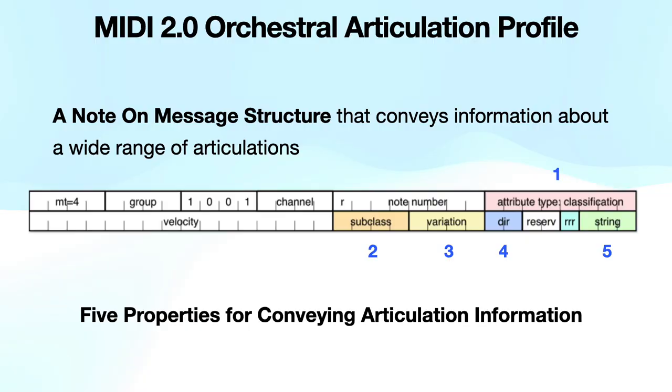So this is the actual, one of the things about MIDI 2.0 is we have an expanded message. The MIDI 1 note on has not changed since 1983. But with MIDI 2.0, we have expanded areas. It's a bigger message, and so we can do some stuff with that. And so this is what the profile is all about. We'll go through and explain later what the different parts of those things are. But inside, when you turn on the orchestral articulation, we use this thing called an attribute type, and then we have attribute types and subclasses. We'll explain all of this, but it allows us to do very, very detailed articulation mapping.